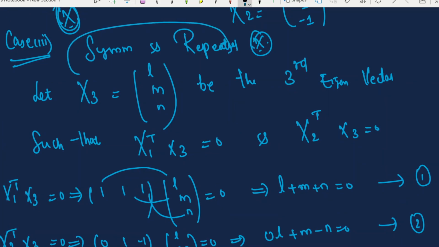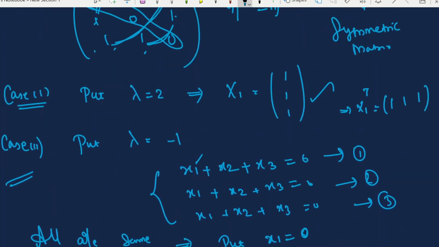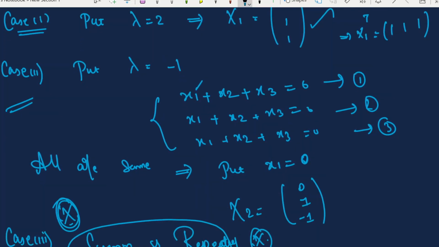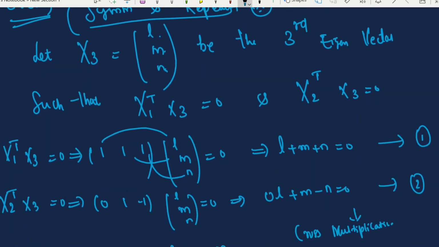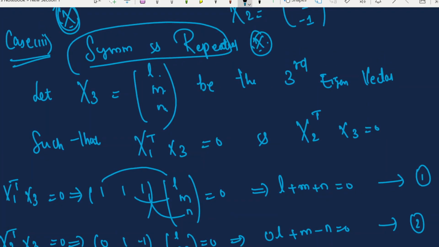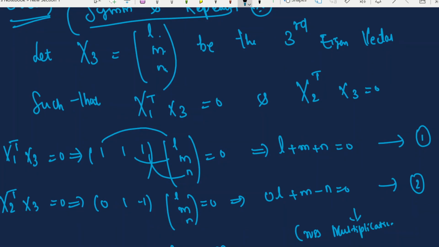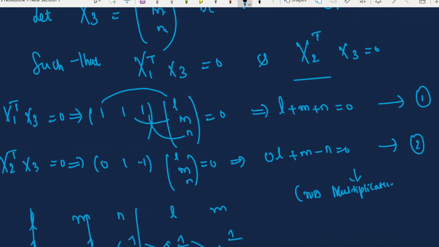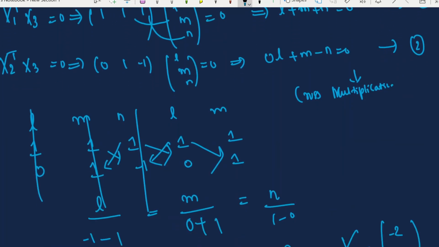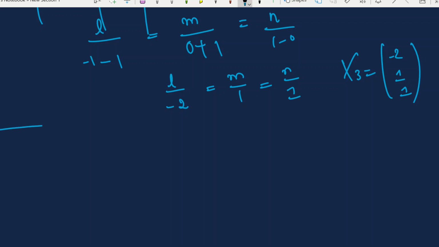So this is the process for symmetric repeated eigenvalues. Only for symmetric repeated eigenvalues should we introduce L, M, N. Suppose this matrix is non-symmetric, what should we do? In case 2 we assume x1 is equal to 0, and in case 3 take x2 equals 0 or x3 is equal to 0 for a non-symmetric matrix. Since it is symmetric with repeated eigenvalues, we should introduce L, M, N provided x1 transpose x3 is equal to 0 and x2 transpose x3 is equal to 0. That's all. This is the procedure for finding eigenvectors for repeated symmetric and repeated non-symmetric matrices.